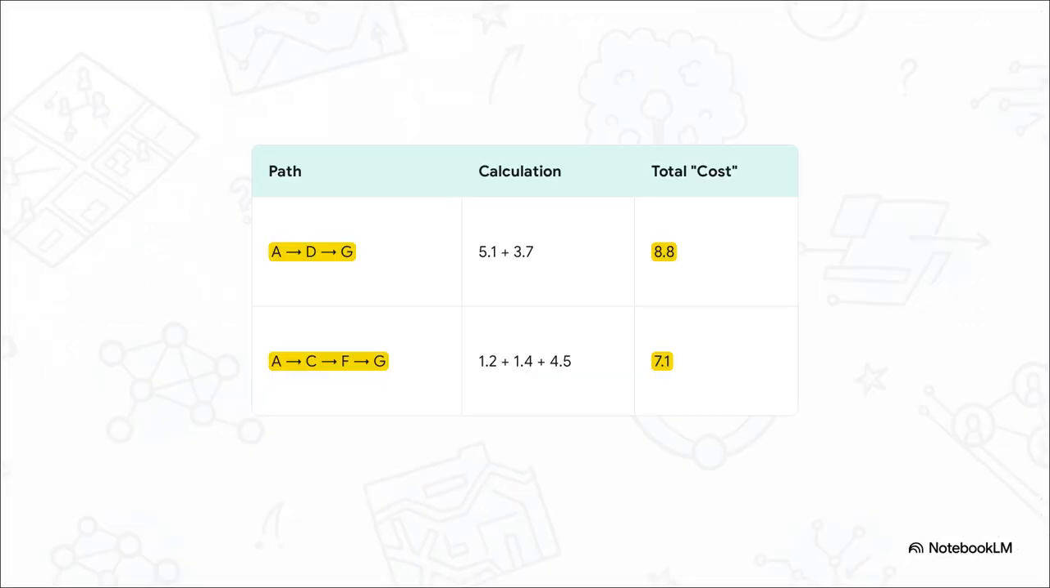And this brings up a super important point. The path with the fewest steps isn't always the best one. Look at this. To get from A to G, the path through D looks more direct, right? Only 2 steps. But when you add up the weights, the total cost is 8.8. Meanwhile, the longer path through C and F is actually cheaper, with a total cost of just 7.1.